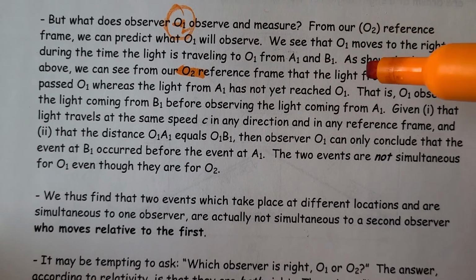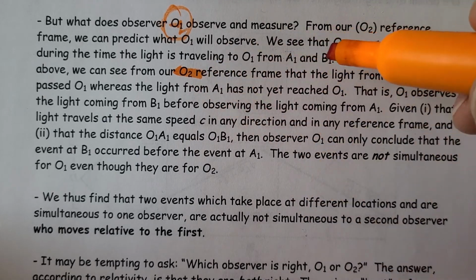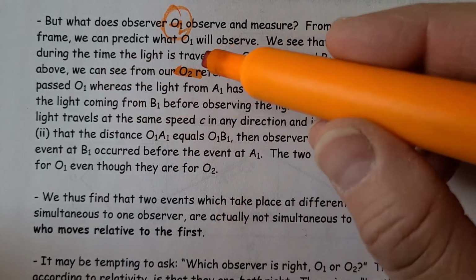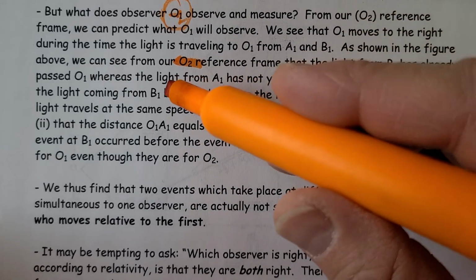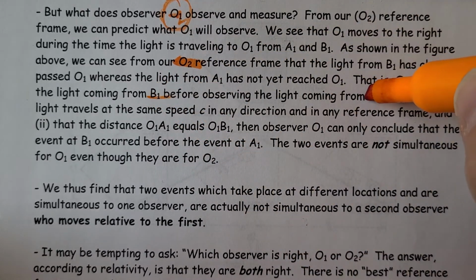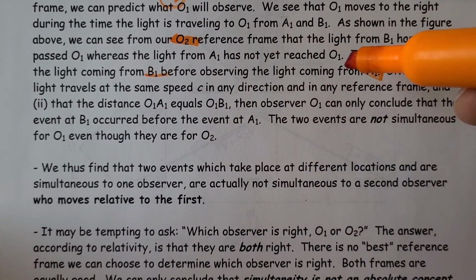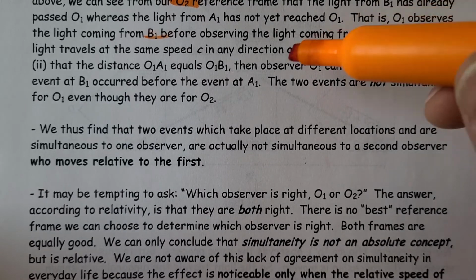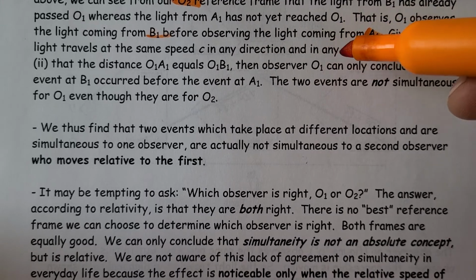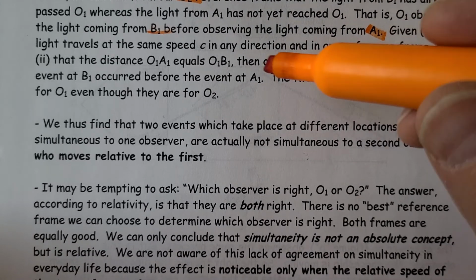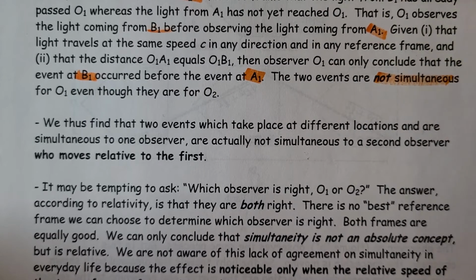Let's recap. As shown in the figure above, we can see in the O2 reference frame that the light from B1 has already passed O1, whereas light from A1 has not reached it yet. That is, O1 observes the light coming from B1 before light comes from A1. Given that light travels at the same speed in any direction and in any reference frame, and that the distances between the person and the light sources are equal, observer O1 can conclude that event B1 occurred before A1. The 2 events are not simultaneous.